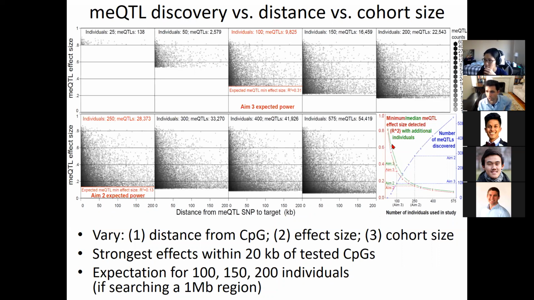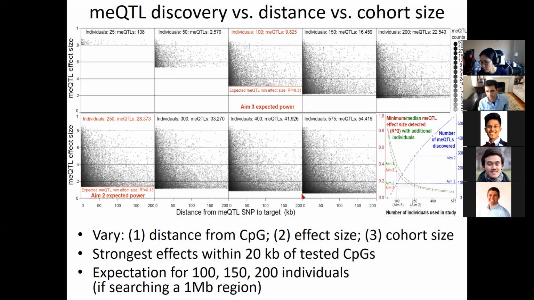Okay, so that's the relationship between the power that comes with larger cohorts, the increase in resolution, the decrease in the effect size that I can discover, and the increase in the number of SNPs. So that's the minimum effect size in red. But what you'll also notice is that the median effect size is also dramatically reduced. So the eQTLs that I'm discovering here are very strong effect, and then the eQTLs that I'm discovering here are very weak effect.